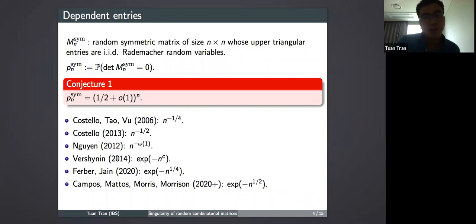And Vershynin improved this to an exponential type upper bound, so he gets e to the minus n to the c, where c is a small constant. Perhaps c can be something like 0.001. So c is a small constant. And Ferber and Jain improved this to prove that the exponent c can be taken to be a quarter. And then more recently, Campos, Mattos, Morris, and Morrison got c to be a half. And this seems to be the limit of the current method. And I don't have anything to add to this story.